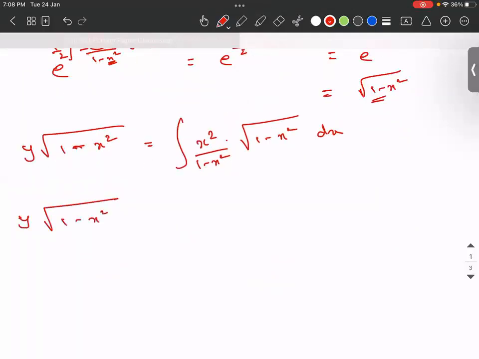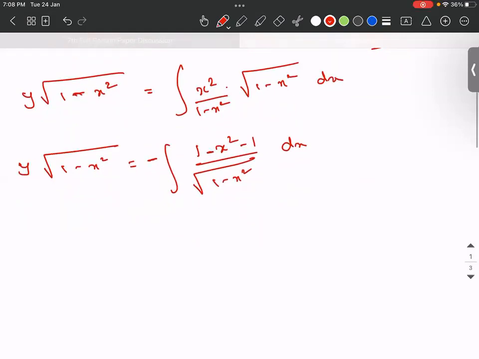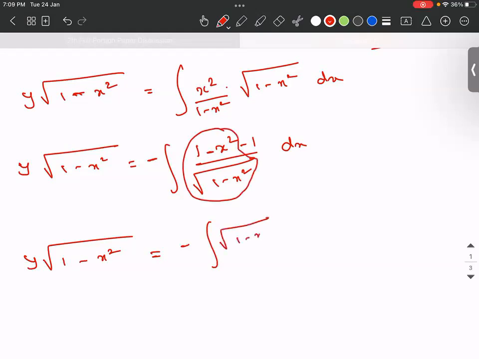Y into root of 1 minus x square is equal to integral of x square divided by root of 1 minus x square dx. So what I will do is, I'll put a minus sign here and multiply with minus sign, because I'm replicating the numerator as the denominator. I'll add 1, I'll subtract 1. Make sense? So y into root of 1 minus x square is equal to negative of 1 minus x square divided by root of 1 minus x square, which is going to be root of 1 minus x square, plus integral of 1 divided by root of 1 minus x square dx.